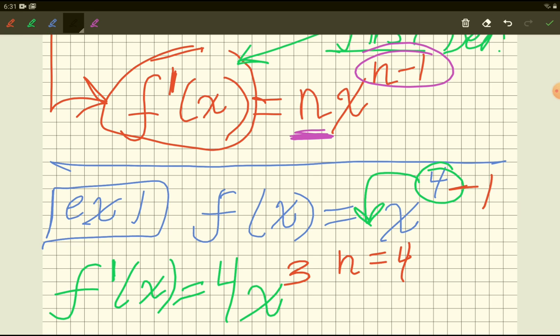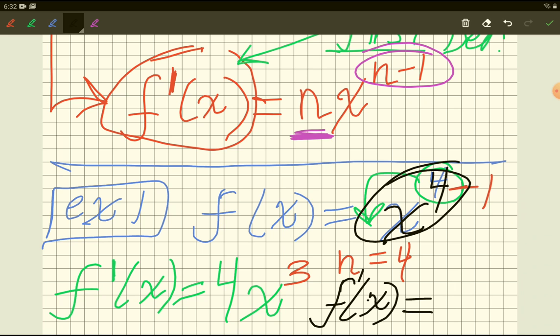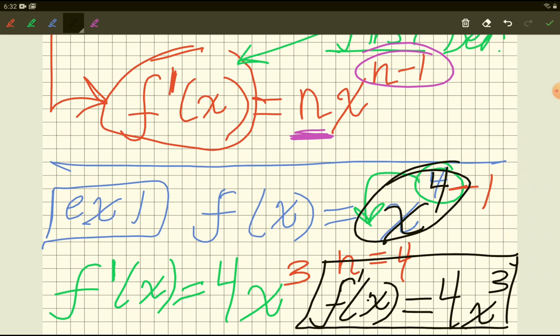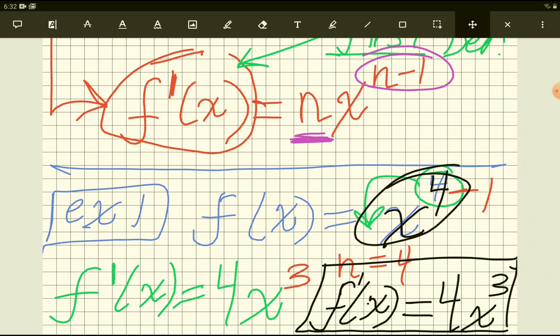So my final answer, f prime, I'll note that when you say it, it's prime, f prime of x. So the first derivative of this function, x to the 4th, the original function, is 4x to the 3rd. And that's it. That is the power rule. We'll do 2 or 3 more examples. Make sure you have it.